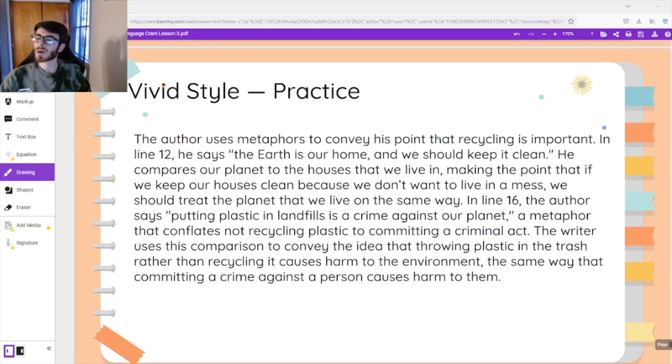Mine says, the author uses metaphors to convey his point that recycling is important. In line 12, he says, the earth is our home and we should keep it clean. He compares our planet to the houses that we live in, making the point that if we keep our houses clean because we don't want to live in a mess, we should treat the planet that we live on the same way. In line 16, the author says, putting plastic in landfills is a crime against our planet, a metaphor that conflates not recycling plastic to committing a criminal act. The writer uses this comparison to convey the idea that throwing plastic in the trash rather than recycling it causes harm to the environment, the same way that committing a crime against a person causes harm to them.